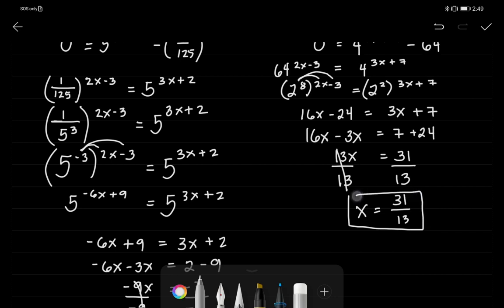So, ibig sabihin, mag-zero yung ating given function if and only if the value of our x is equal siya sa 31/13, or mag-i-intersect yung graph natin doon sa ating x-axis sa x natin na 31/13. Okay, so that is our discussion for finding the zeros of the exponential function.